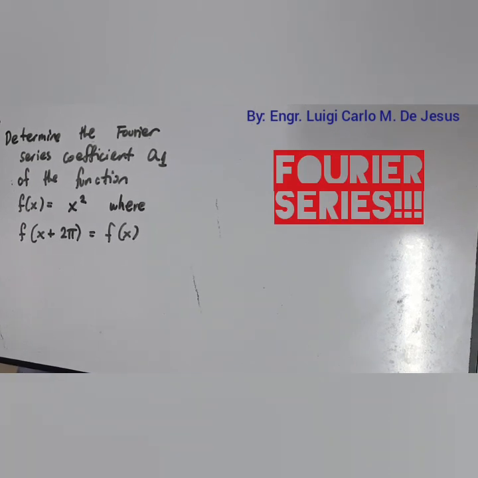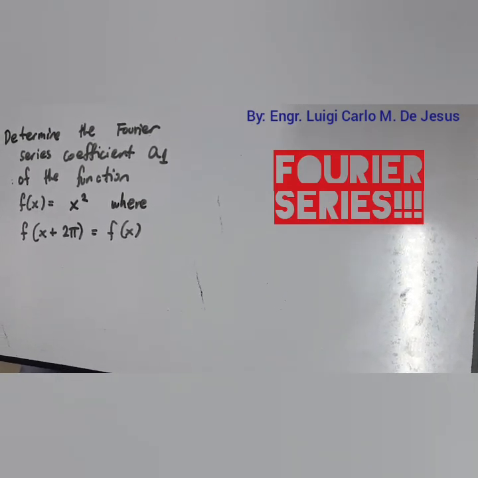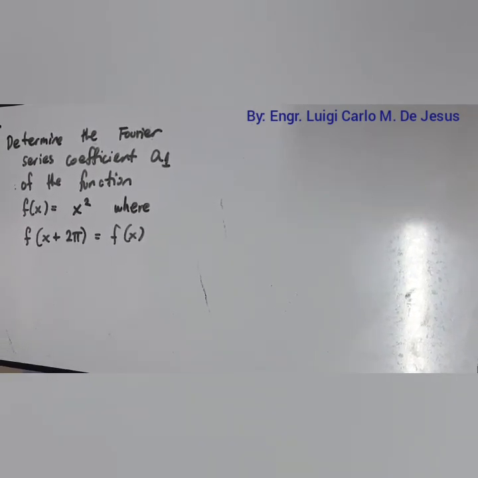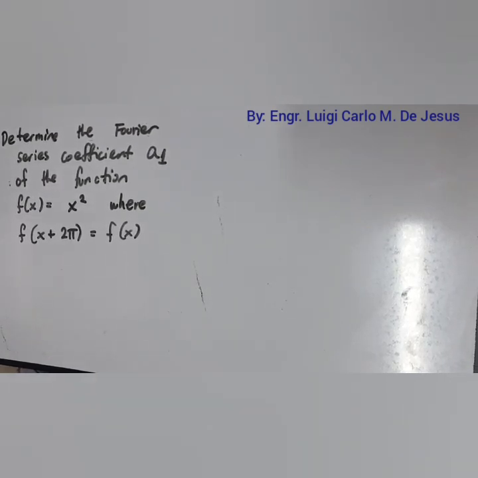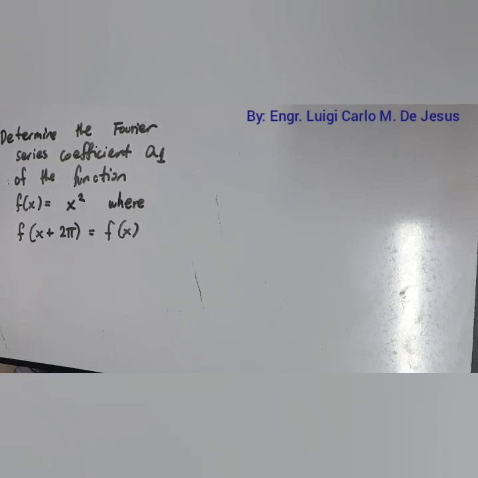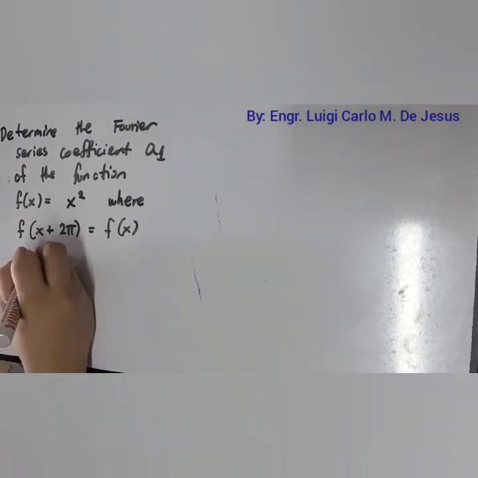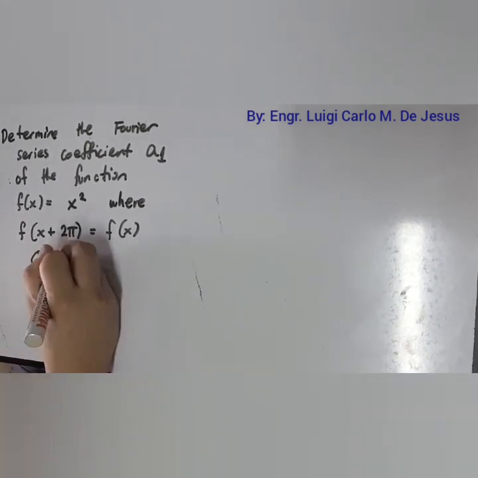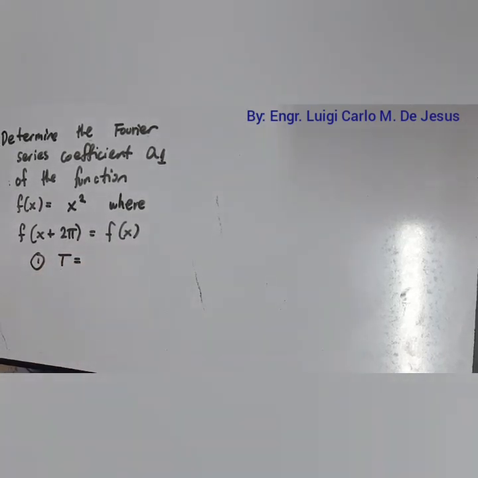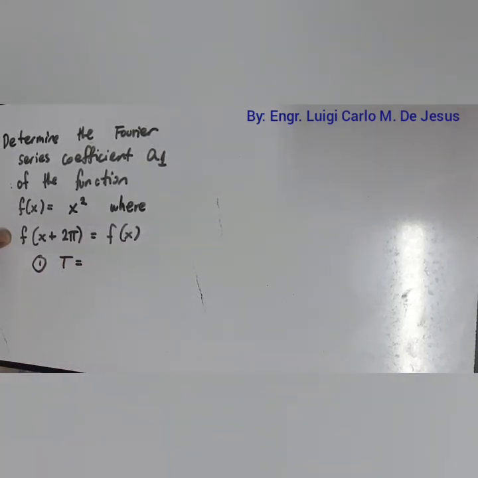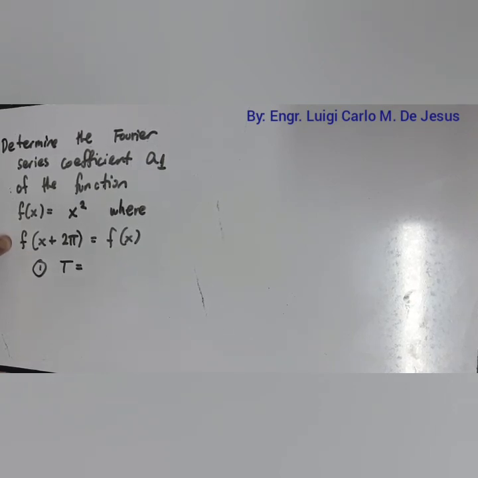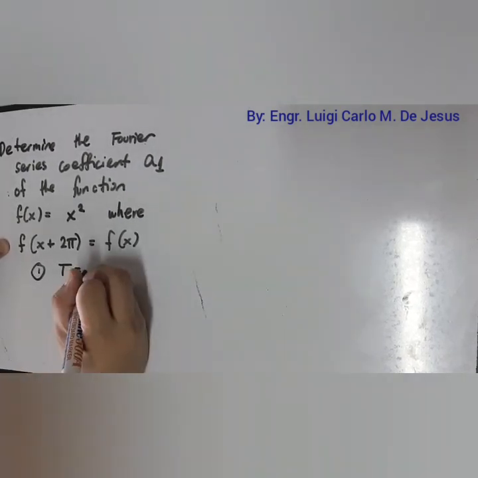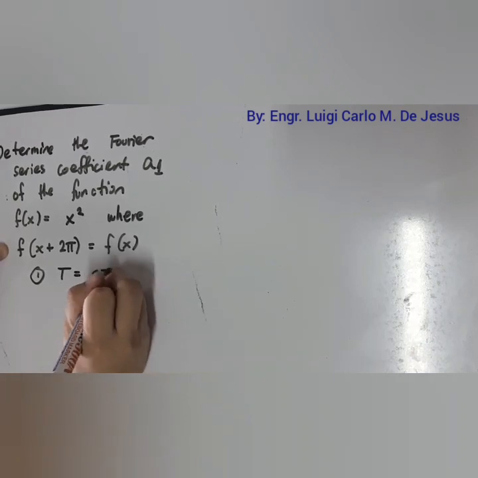Okay, let's try the example. We are asked to determine the Fourier series coefficient a sub 1 of the function f of x equal to x squared, where f of x plus 2 pi is equal to f of x. Step 1, we must determine the period. According to this, the function will repeat at x plus 2 pi. So, meaning to say, our period is equal to 2 pi.